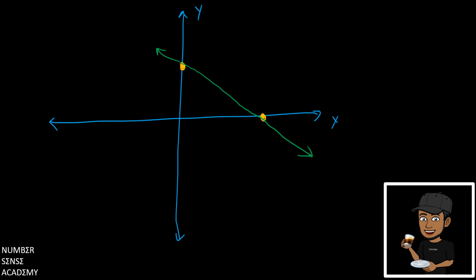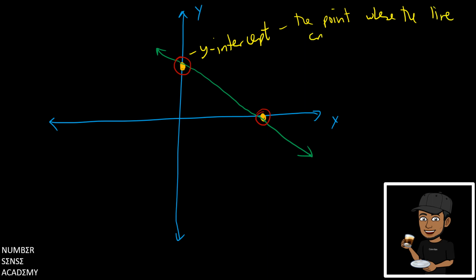So it has some direction, there's slope, or there's steepness. These two points, the first one is called the y-intercept. And this y-intercept is just the point where the line crosses the y-axis. And the line comes from the equation, obviously.